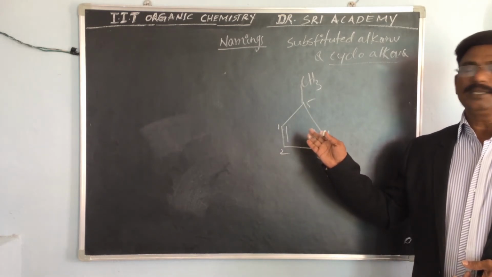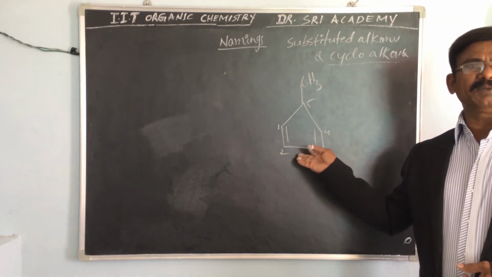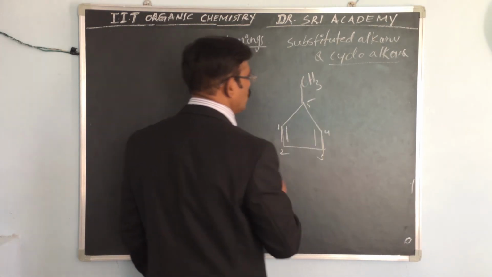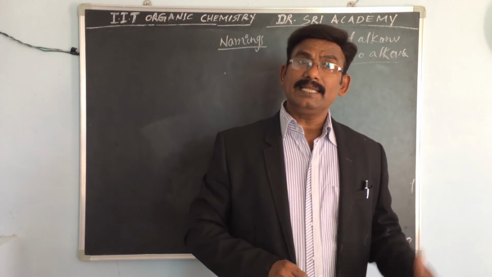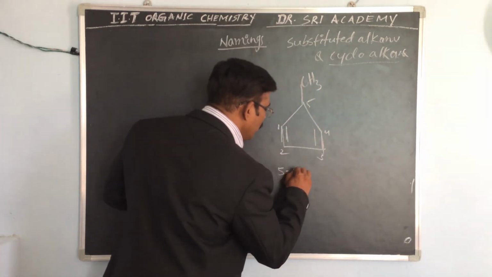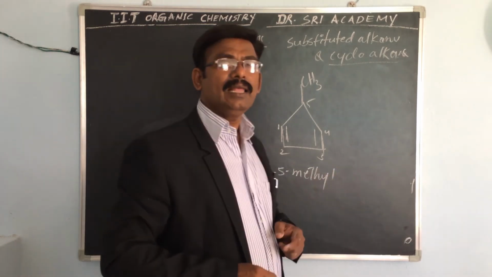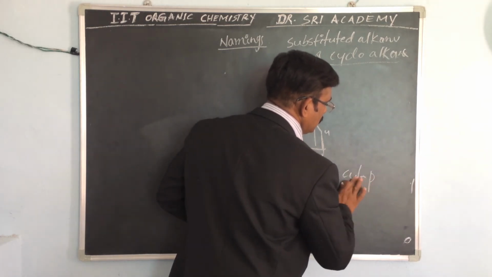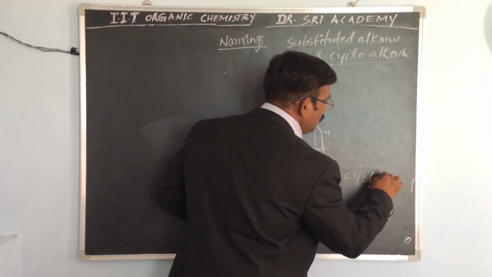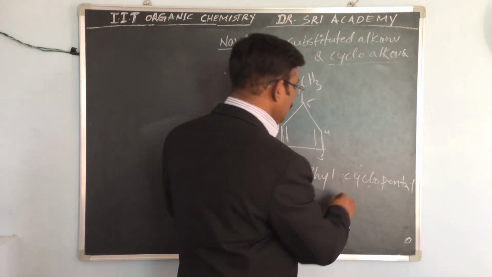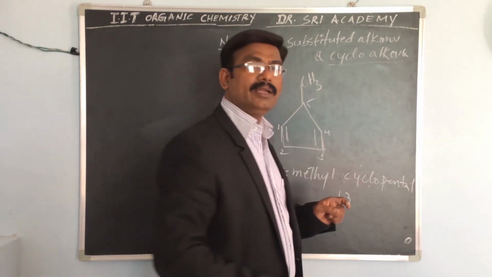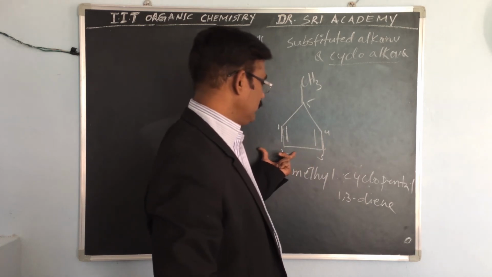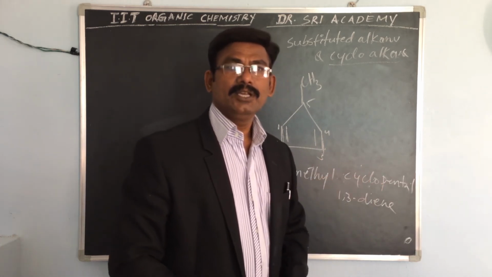Then here cyclopenta, diene. Which positions? One position and three position. So the first carbon contains a double bond and the third carbon too. There is only one substituent, that is the 5-methyl. So 5-methyl cyclopenta-1,3-diene. So this is the name.